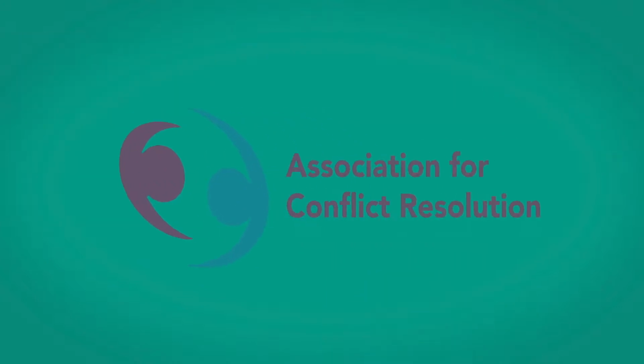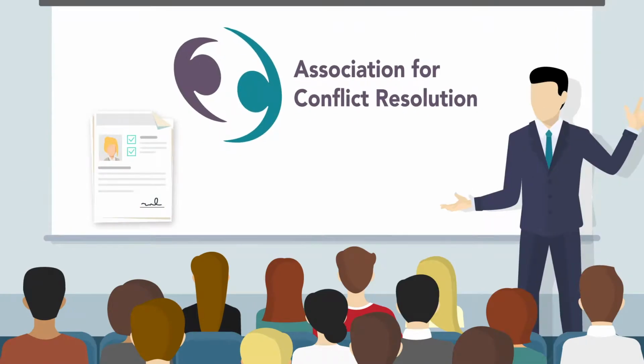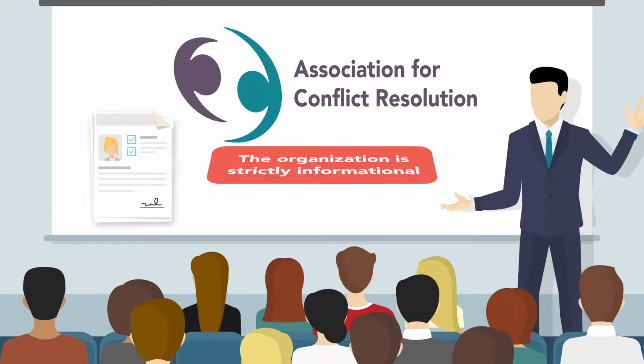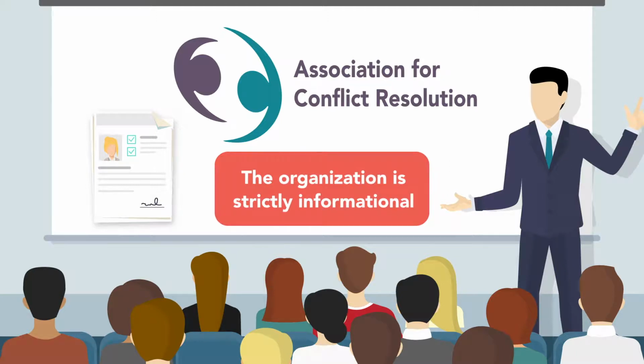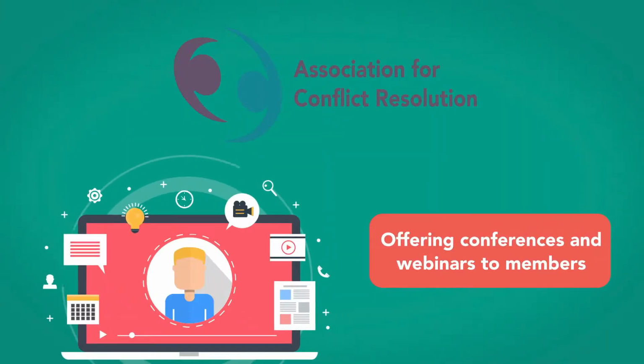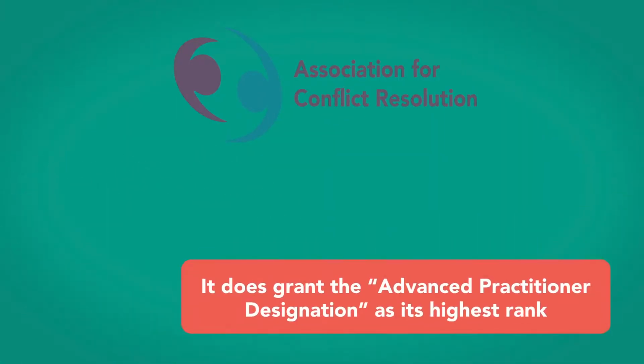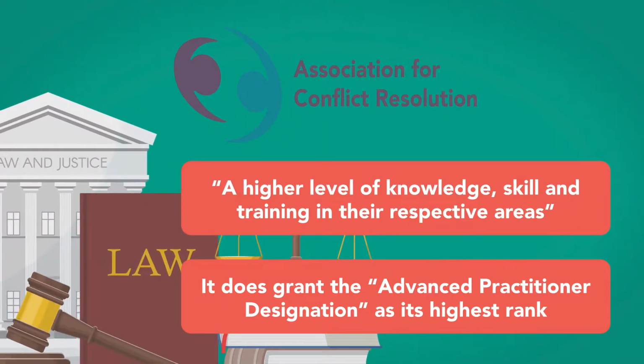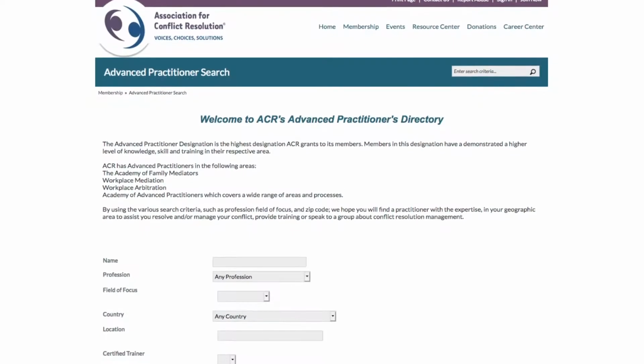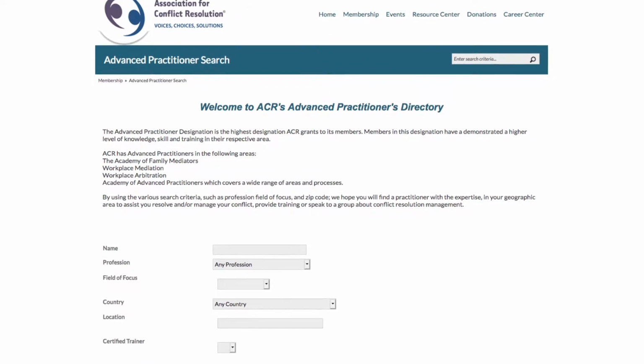The Association for Conflict Resolution is another association for ADR professionals and arbitrators seeking to enhance their experience. The organization is strictly informational, offering conferences and webinars to members. However, it does grant the Advanced Practitioner designation as its highest rank to members who demonstrate a higher level of knowledge, skill, and training in their respective areas. Parties can go to the organization's website to search for arbitrators with this designation.